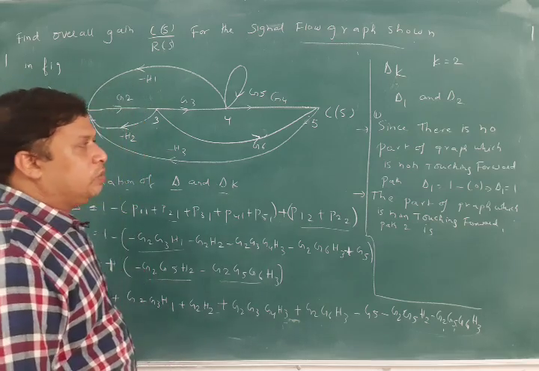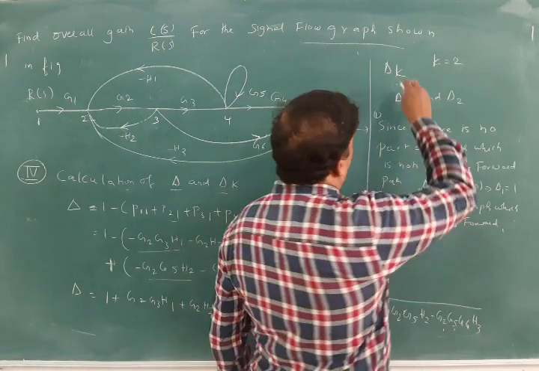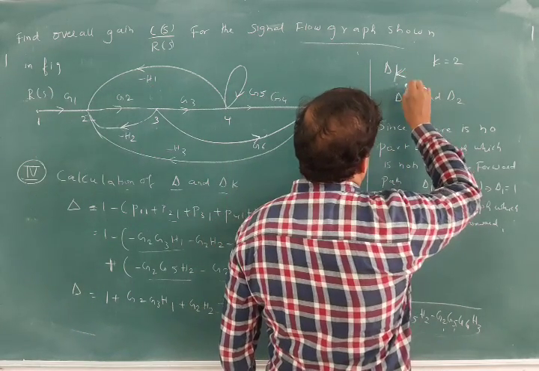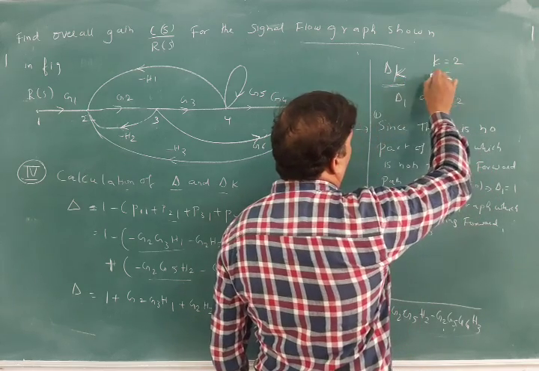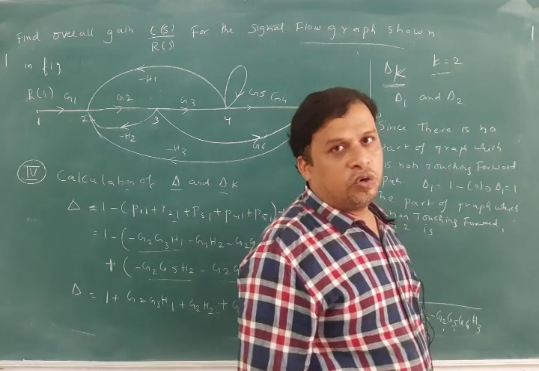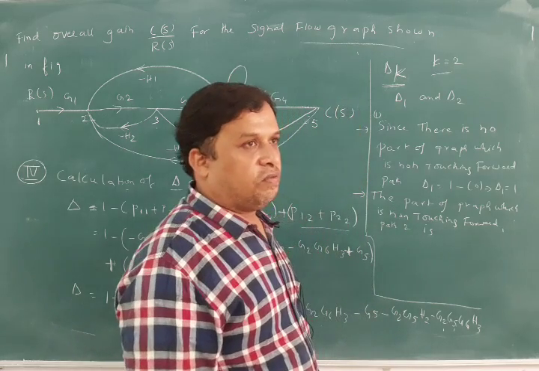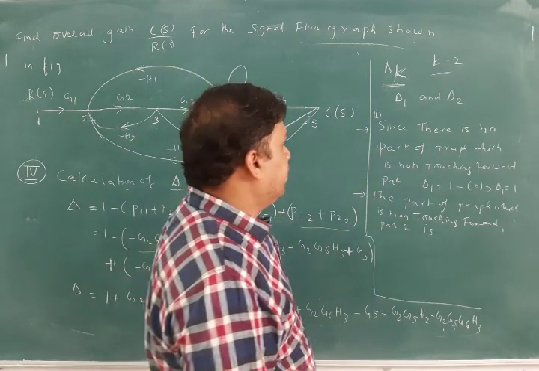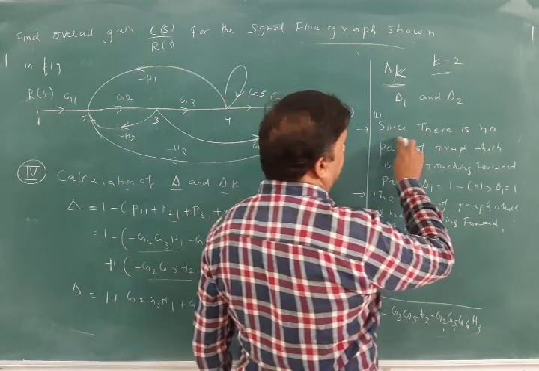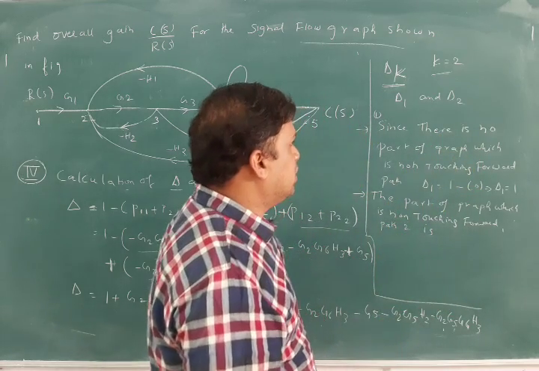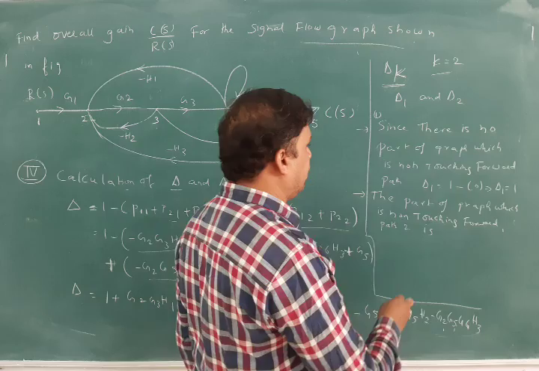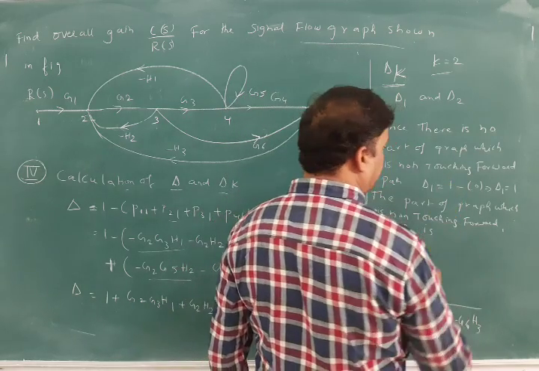Now we come to the second part: delta k, which we should find. Here k is equal to 2, because we have only 2 forward paths. We saw the forward paths in the first step. Since there is no part of the graph which is a non-touching forward path, we can see that no such path exists here.